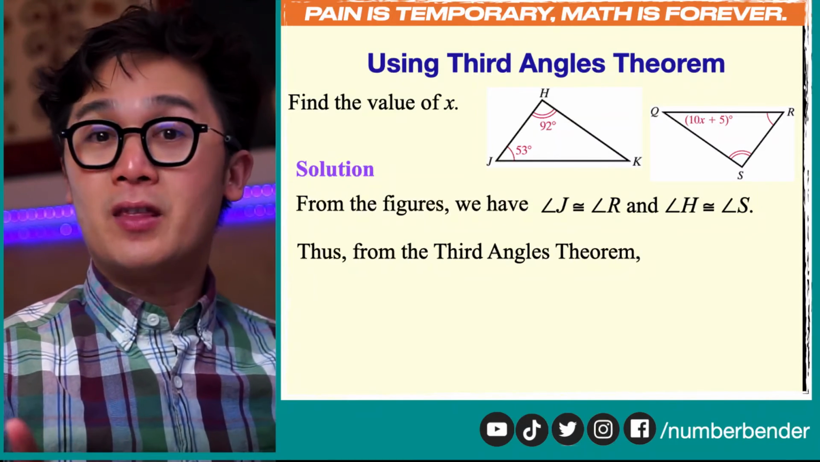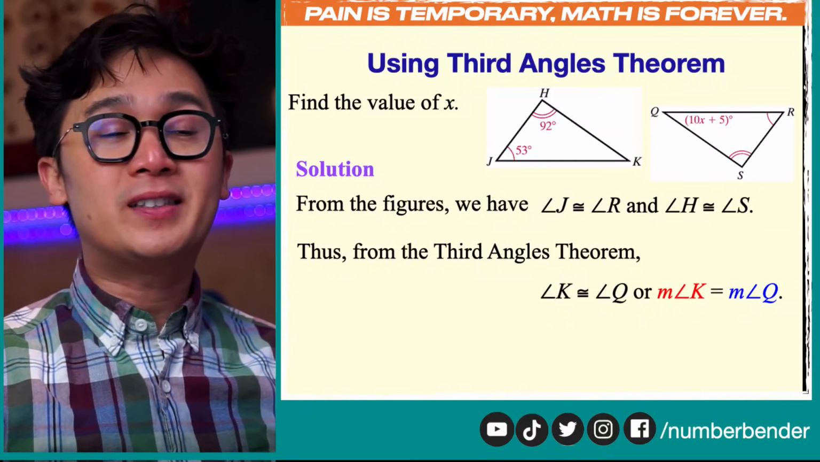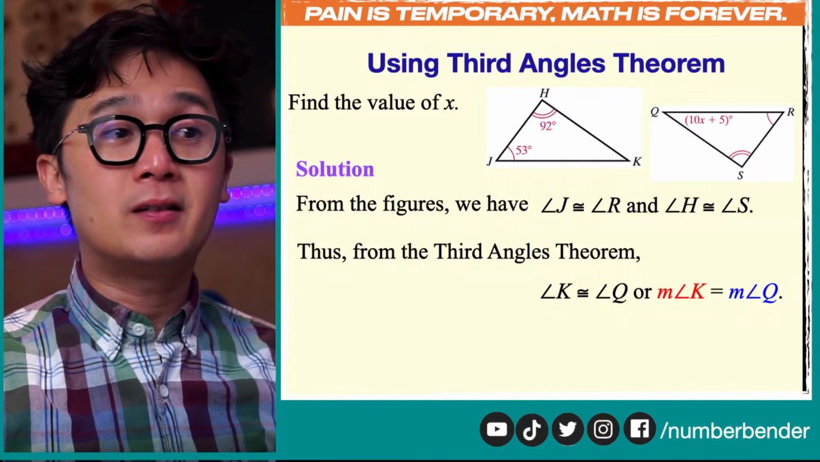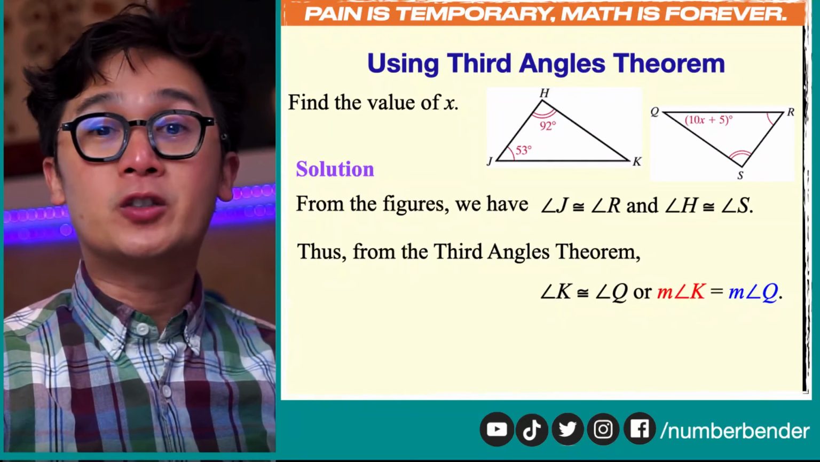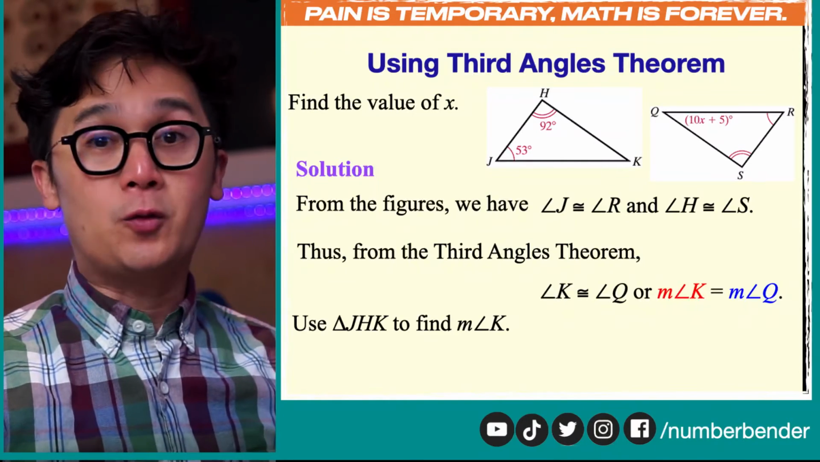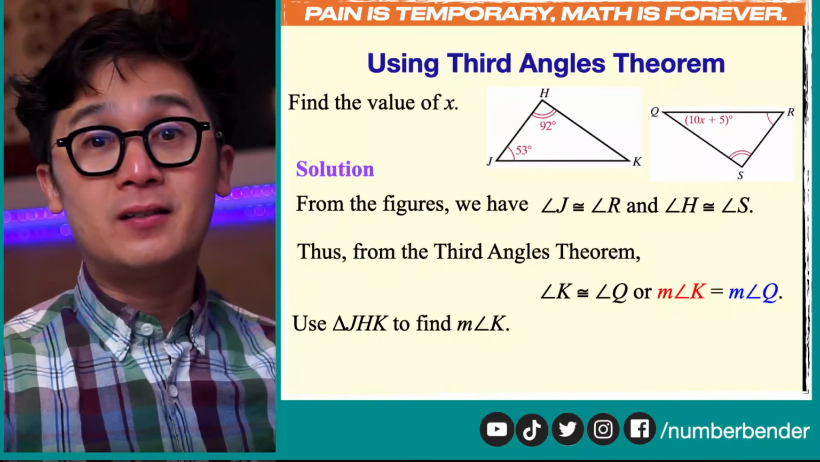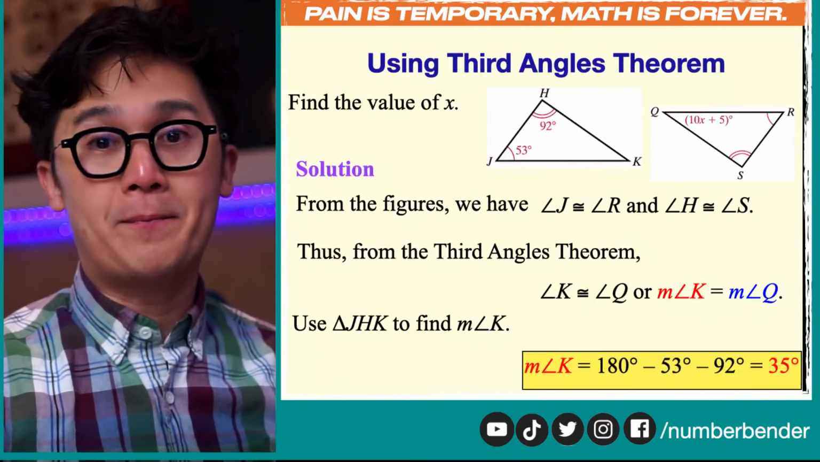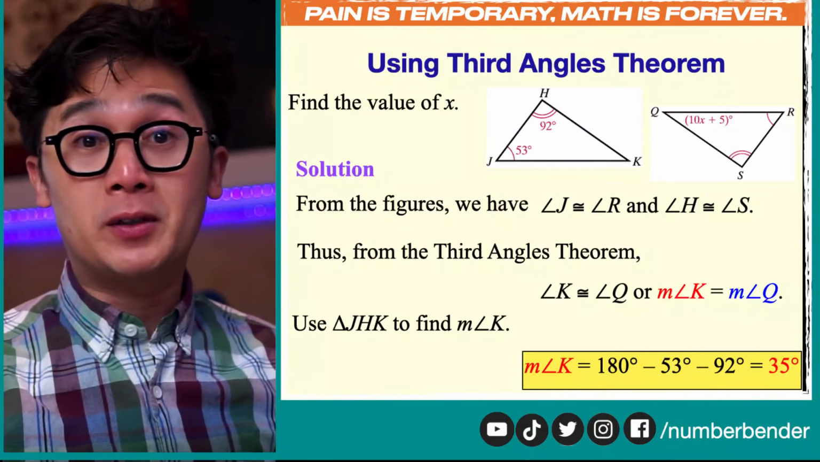And since the parts are corresponding, using the third angle theorem, we can say that the measurement of K is congruent to the measurement of Q, or the measurement of K is equal to the measurement of Q. So this is how we know that the triangles that we are seeing are indeed congruent. So this is how we use algebra and geometry together.